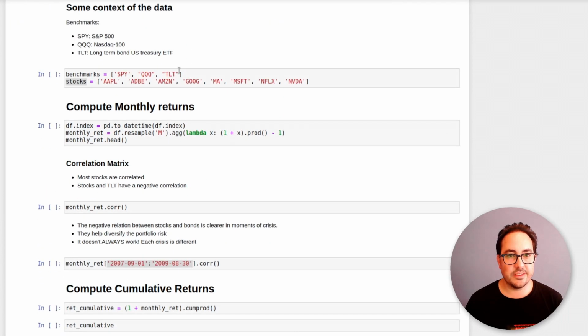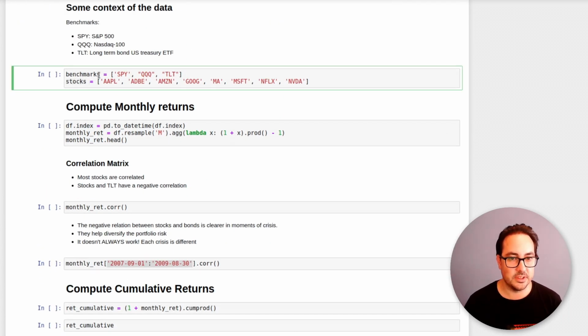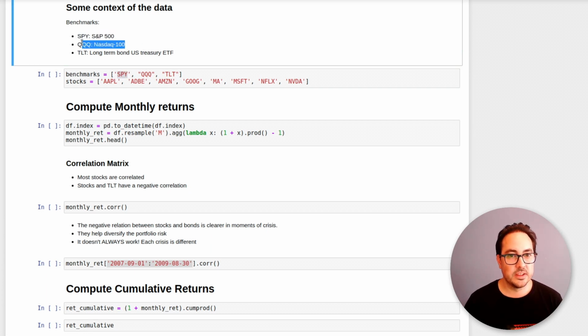Here I wrote down some context of the data that we'll be working with. These three are ETFs. SPY is a stock ETF of the S&P 500. QQQ is a stock ETF of the NASDAQ 100. So this has 500 stocks.